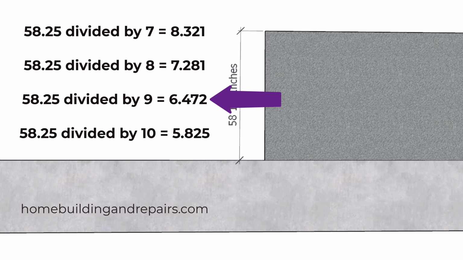But I can continue going. I can divide 9 into that to get 6.47 inches, or about 6.5 inches. Or I can divide 10 into 58.25 to get 5.825 inches. And if that method works for you, then great. Just simply start dividing a few numbers into the total rise until you get the riser height that you want for the individual stair steps and the amount of risers for your stairway.